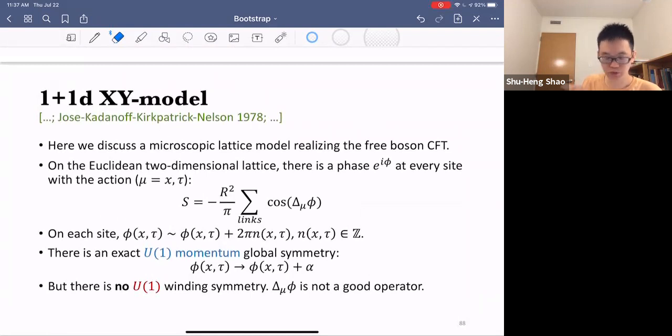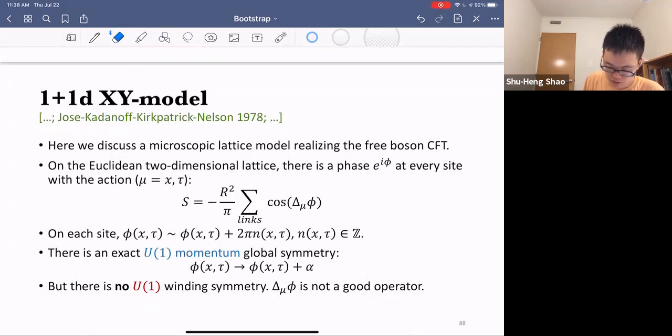There are many ways to realize it though. The 1+1D CFT admits various microscopic lattice realizations. One of the most famous ones is the 1+1D XY model. You can think about it as a statistical model defined on a Euclidean two-dimensional lattice. This is something that people solved decades ago.